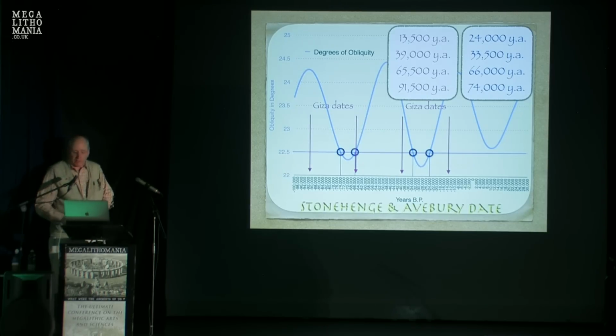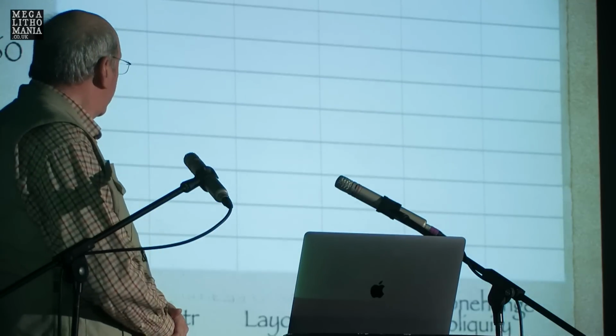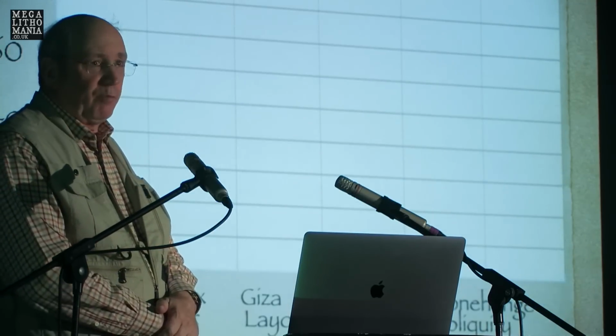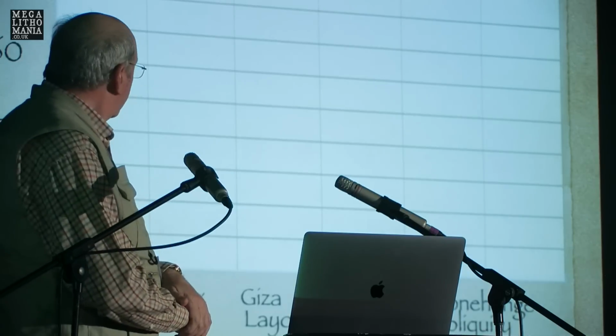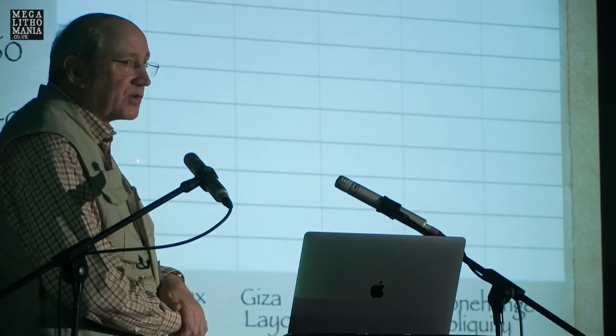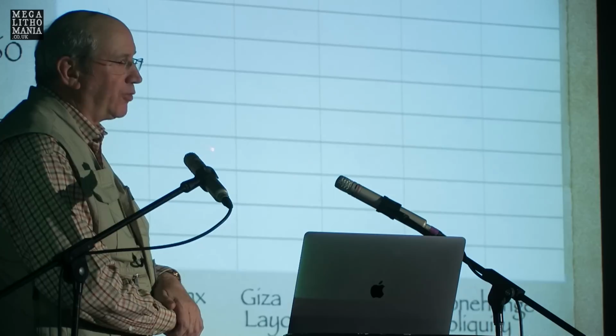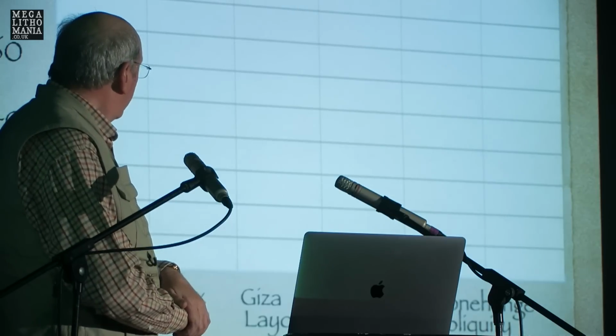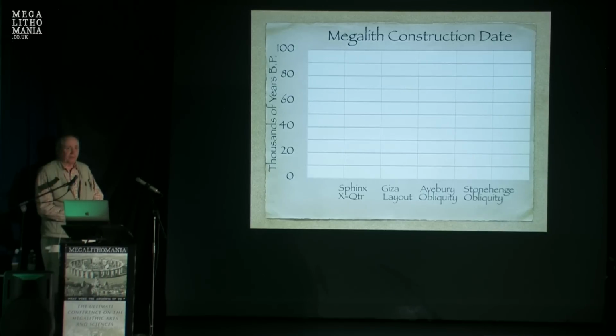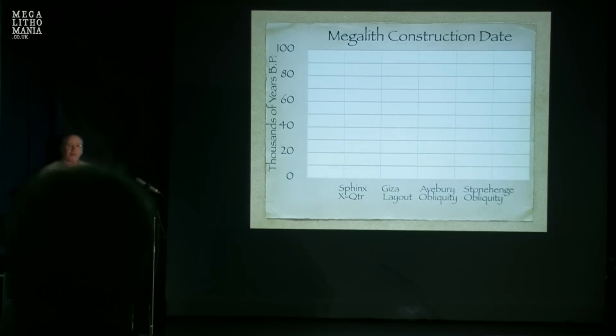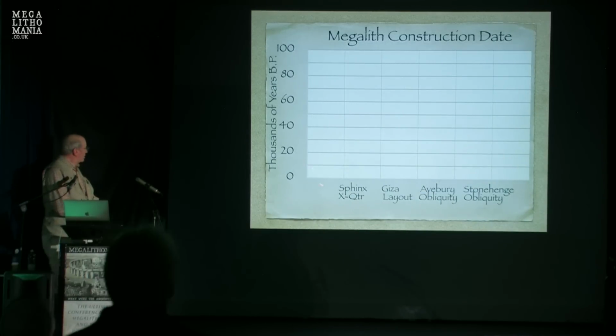So let's draw that graphically, because I think it's easier to see on a table rather than in that format. So here's my table of what we've discovered so far. On the left here, I've got thousands of years before present, going from 0 up to 100,000 years ago. And on the bottom, we've got the 4 things we've looked at. So we've got the Sphinx, the Giza layout, the Avebury obliquity and the Stonehenge obliquity. And we can put on those various findings that we had.